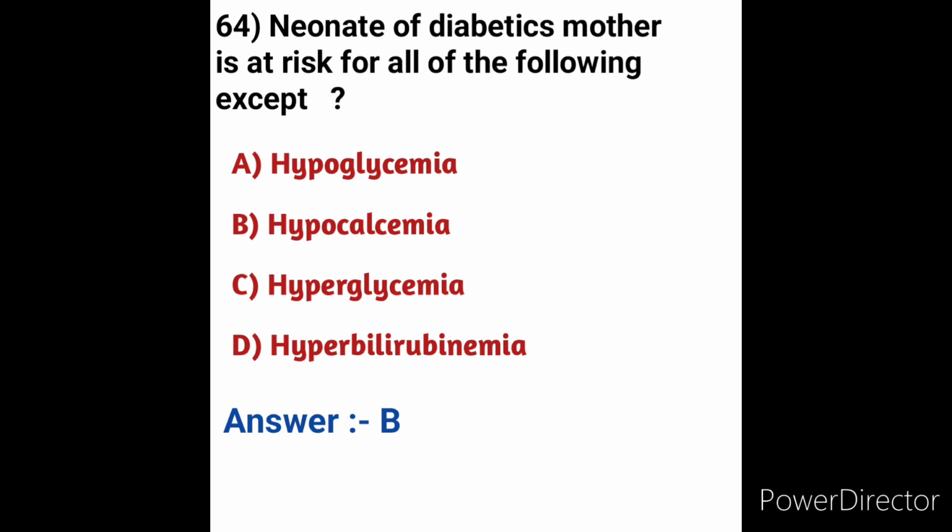In case of neonatal complications in an infant born to a diabetic mother, the baby is screened for hypoglycemia and hyperglycemia. If the baby has hyper or hypoglycemia, we have to check. And hyperbilirubinemia means we have to check the bilirubin levels also. But here, the except option, the condition the neonate of a diabetic mother is not at risk for, is option B, hypocalcemia.